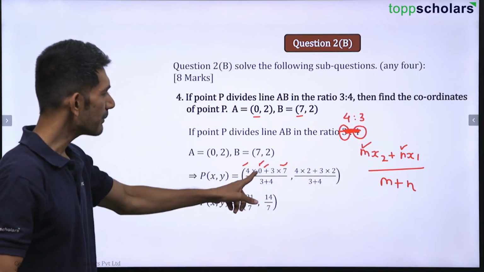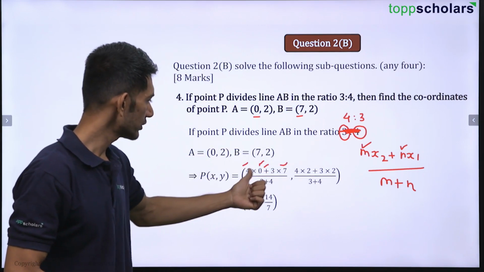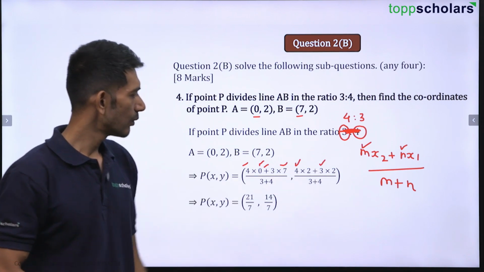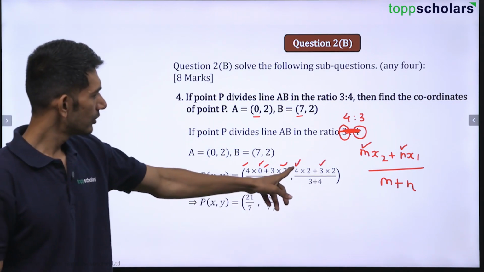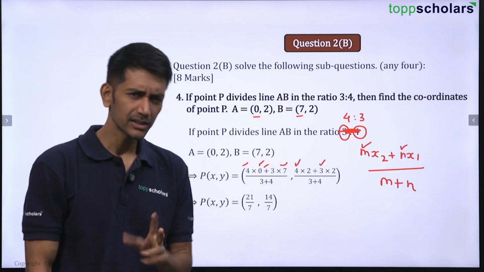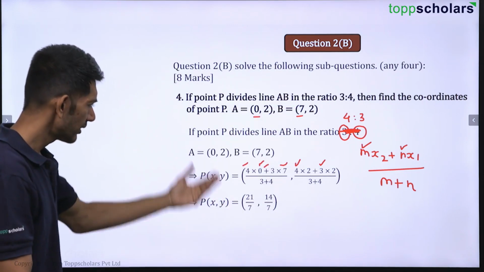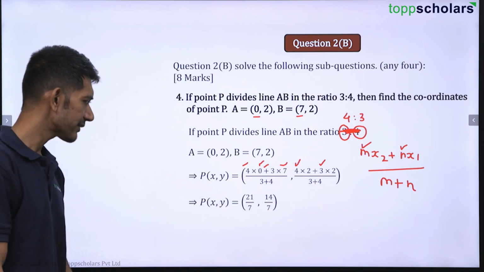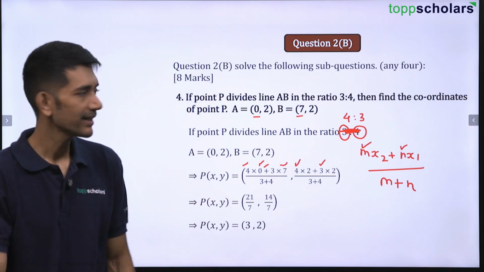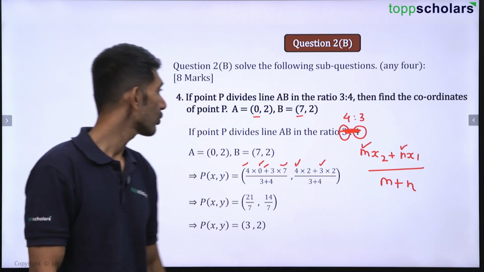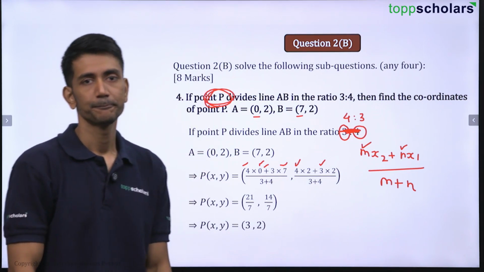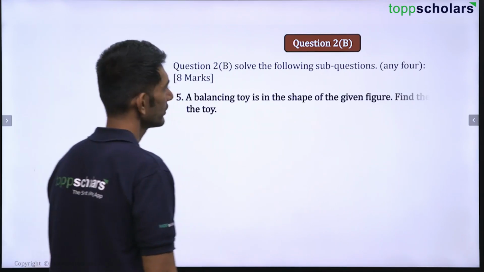Because if you see, it is mx2. M is 4. First is 4, then is 3. Here also, m, y2. Correct? So that is 4 and 3. Anyways, the question remains the same. Instead of 3:4, it is 4:3. And then you solve it, you get the value of x and y, that is 3, 2. Correct? So 3, 2 is the final answer. 3, 2 is nothing but the coordinate of this particular point P. Correct? So this is the fifth question.